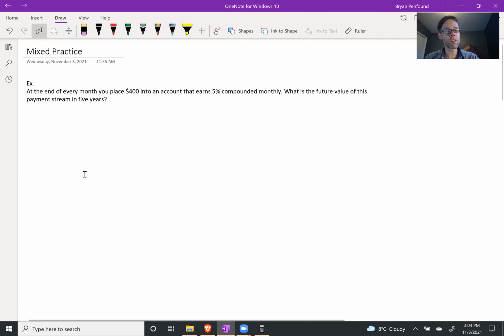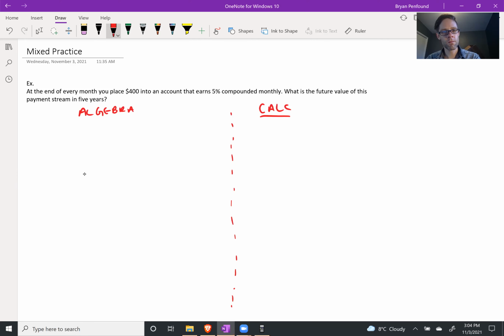And we're going to solve this in 2 different ways. So what I like to do on my page is just maybe divide this in half. And we'll do the calculator on one side, and we'll do the algebra on the other side.